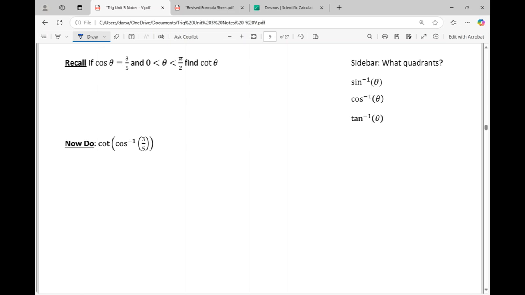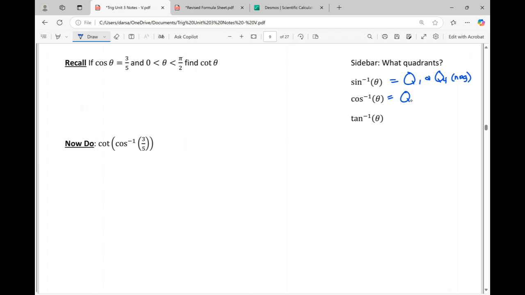Let's do a little bit of scaffolding before our next problem. So, first of all, sine inverse, cosine inverse, and tangent inverse. Let's just remember, what quadrants are we allowed to look in for these? Sine inverse is quadrant 1 and quadrant 4. Remember, the answers are negative out of quadrant 4.